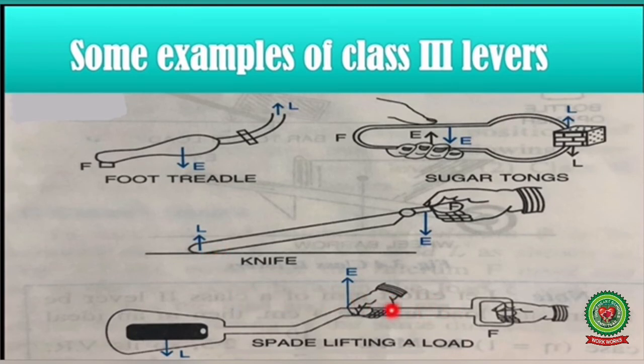And a spade lifting a load. We lift the spade from this position. So this is the effort. This becomes the fulcrum and this becomes the load. Effort is in between fulcrum and load. So this is an example of class 3 levers.